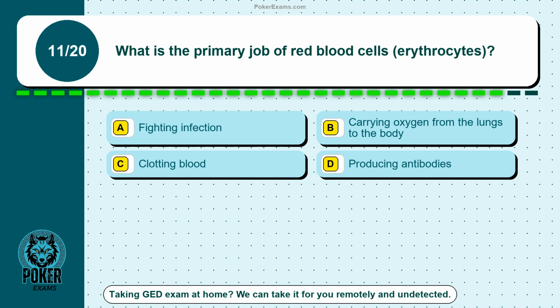Question 11. What is the primary job of red blood cells, erythrocytes? Option A, fighting infection. Option B, carrying oxygen from the lungs to the body. Option C, clotting blood. Option D, producing antibodies.